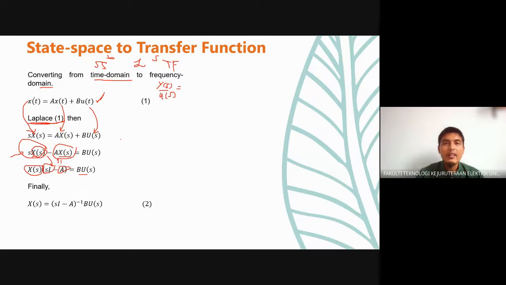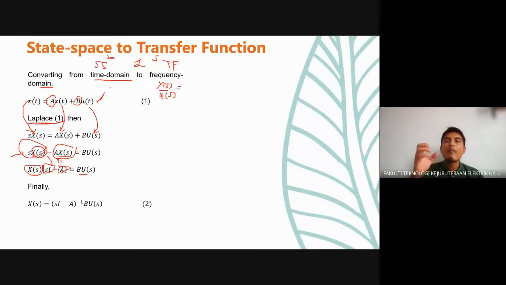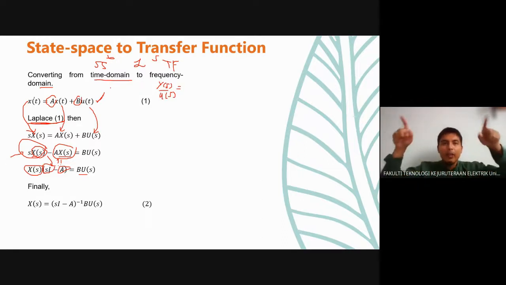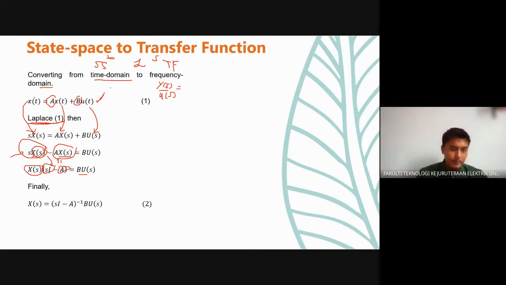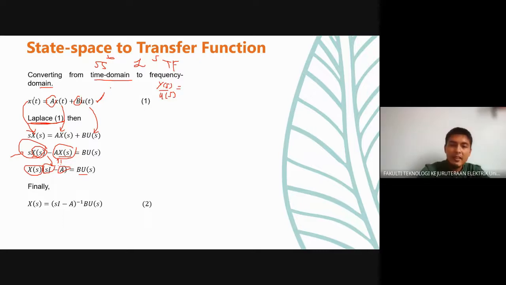Actually A, B, C, and D, in what form? State space, yes, but A in what form? What is the form of A? Matrix. That's correct. A is in matrix form.